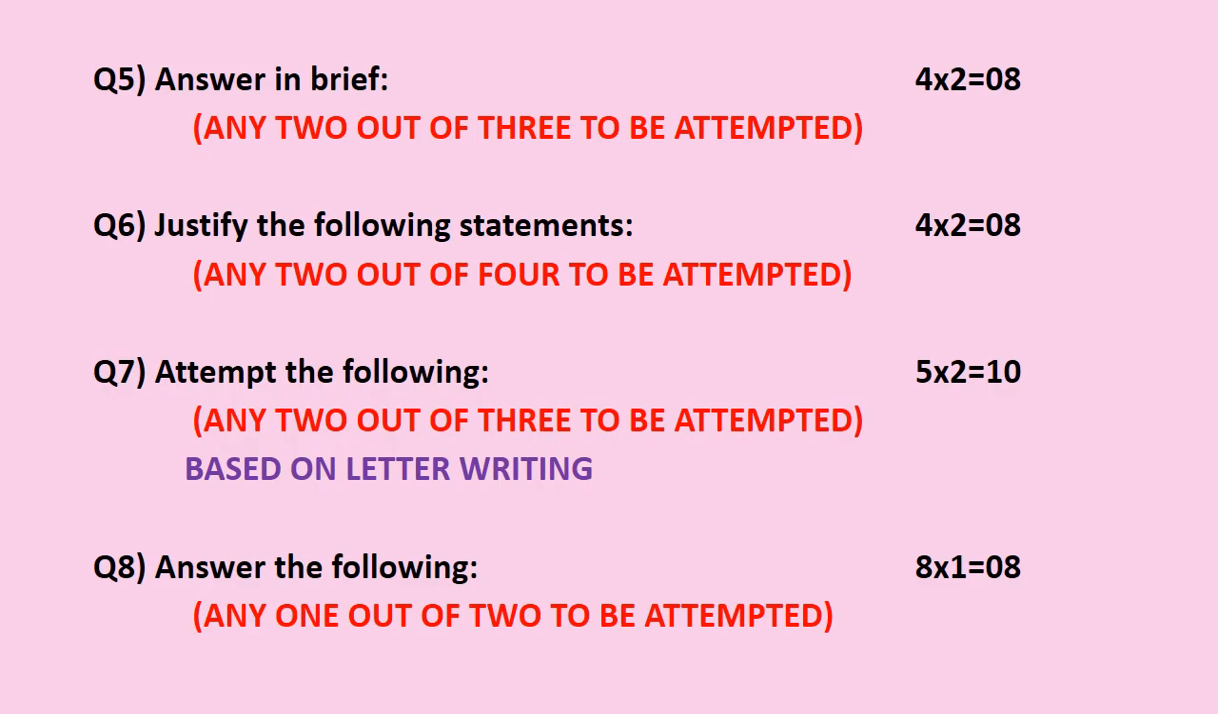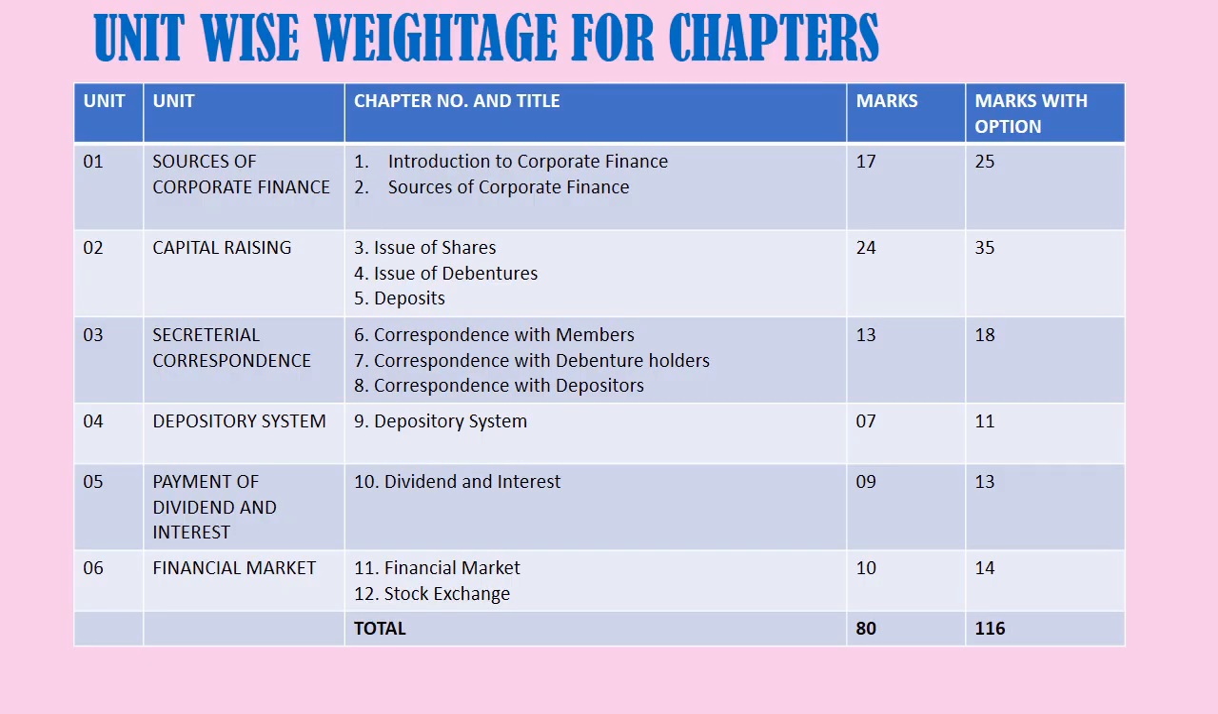Now we move on to the next, that is unit wise weightage for the chapters. All the chapters are divided into 6 units. So we will go one by one. First we have sources of corporate finance. The first unit contains 2 chapters, that is Introduction to Corporate Finance and Sources of Corporate Finance. Marks allotted to this without option is 17 and marks with option are 25.